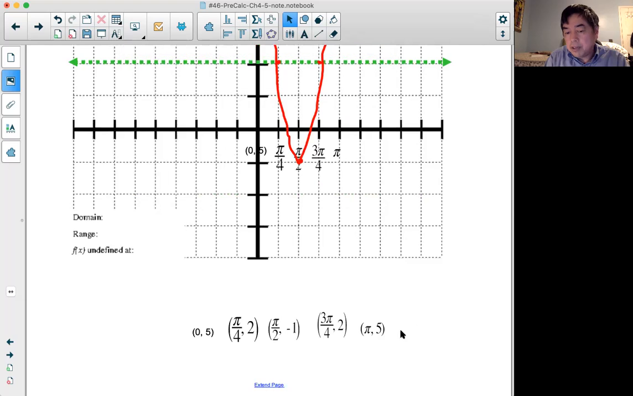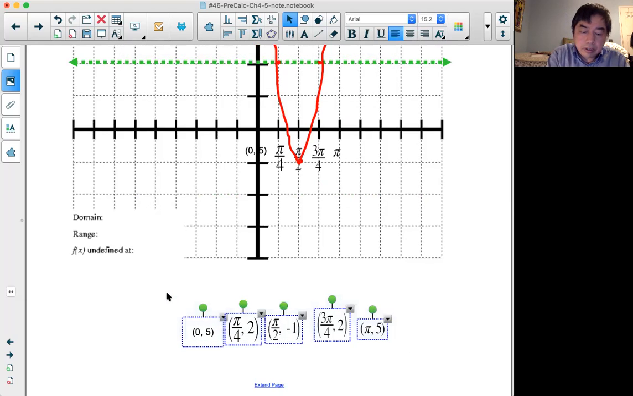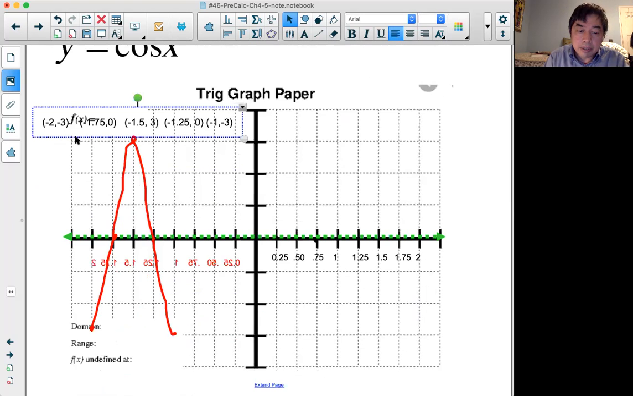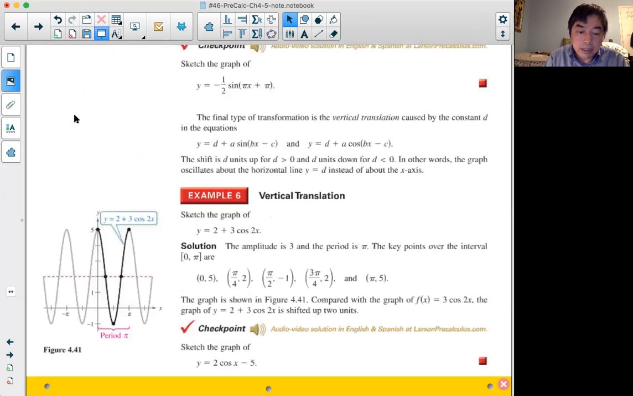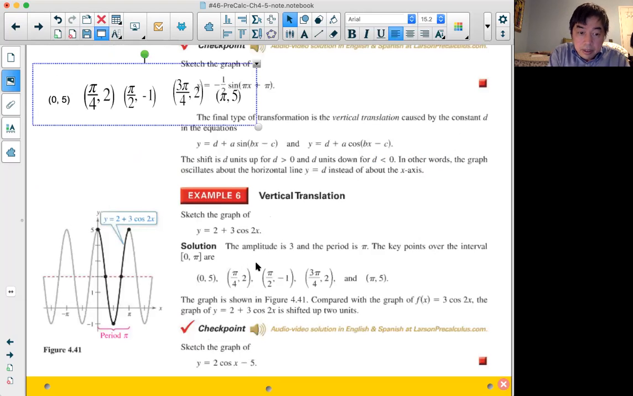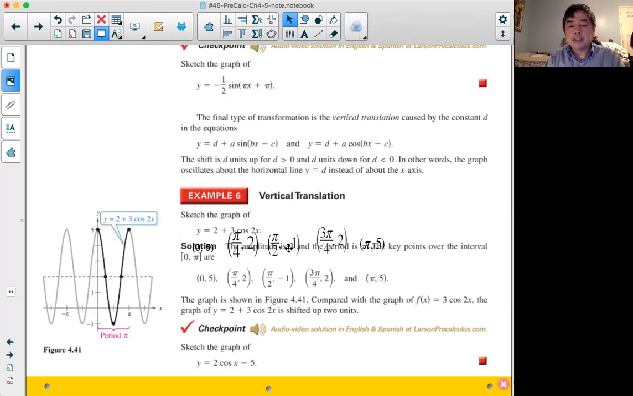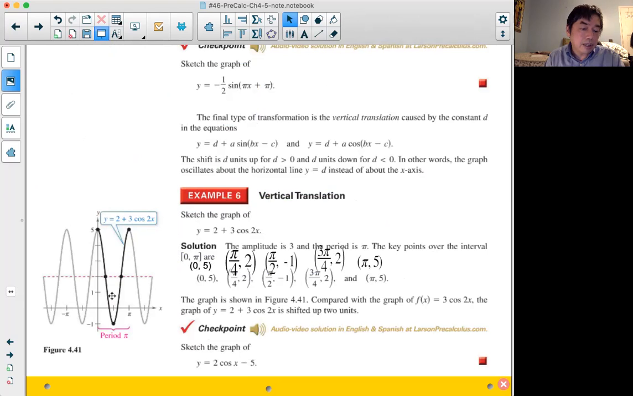So if you can do this, you can graph it. I would group and cut and paste to the answer key, and let's compare. Where's the answer key for example 6? Right here. So the graph is this, 3 pi over 4 and 2, and pi and 5. So this is the indication you get, and the dark one is the red one I wrote, and the period is pi. Okay, this is how we do it.